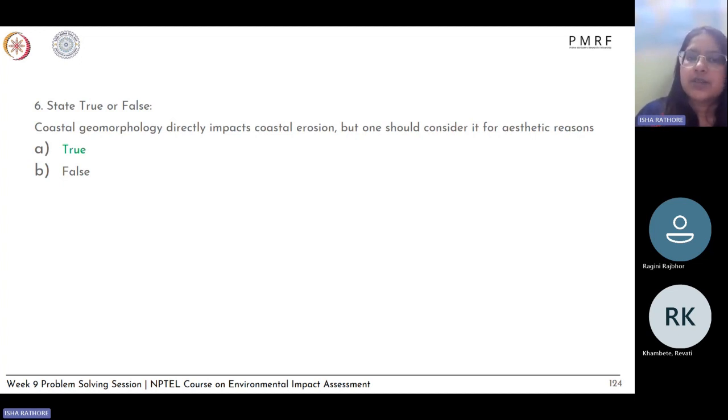Whereas coastal erosion is the primary factor for which we consider the coastal geomorphology. Okay, so A is the correct answer. So true, the statement was true. Moving on to the next question.